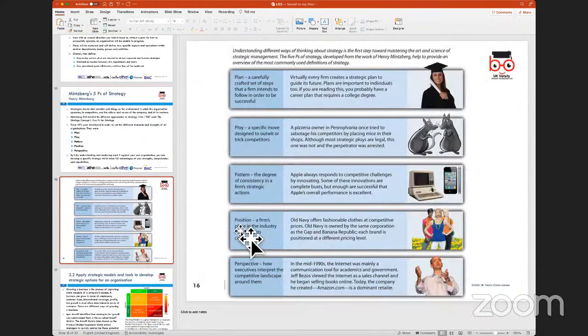Now, I have looked at an example here for you to understand the 5 Ps of Mintzberg's strategy. And in this case, what we've looked at is how the company would look at P, planning, strategically planning, to look at positioning its products and services in the market.